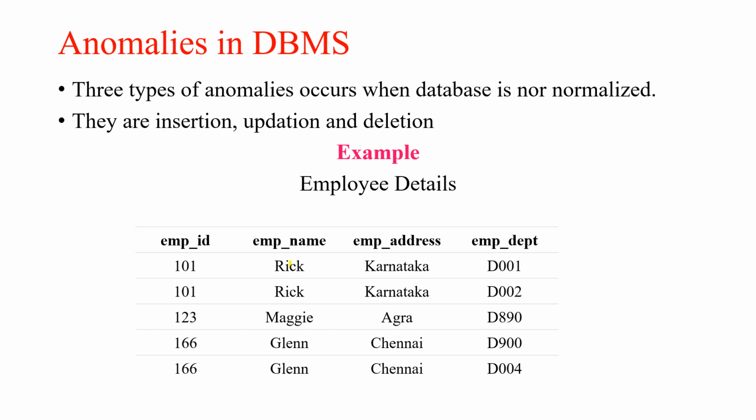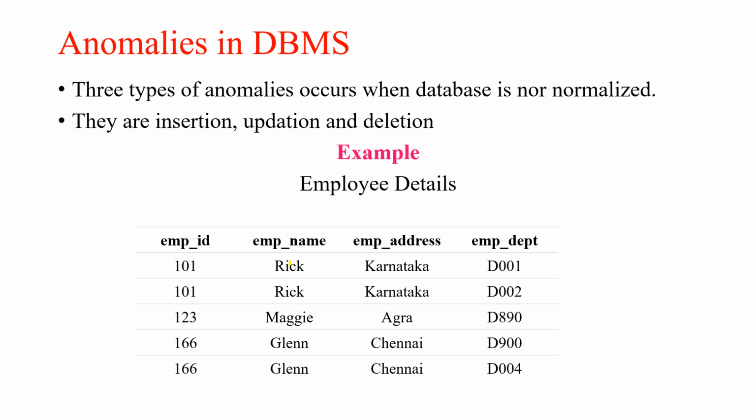For deletion anomaly, if at a point of time the company closes a department, for example D890, it would also delete the information of the employee, that is the employee name Maggie, since he is assigned only to this department. The employee details will also get deleted. So to overcome these anomalies, we need to normalize the data.